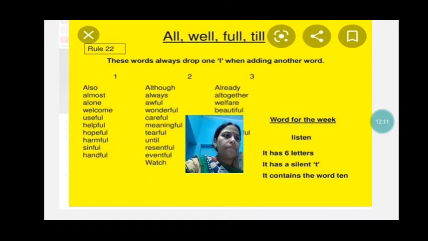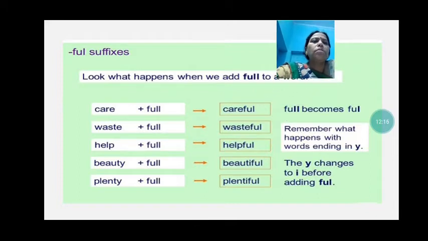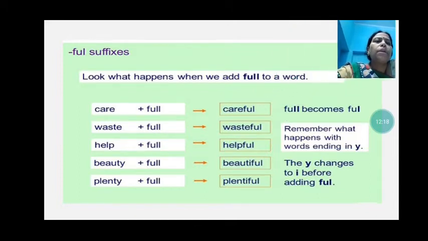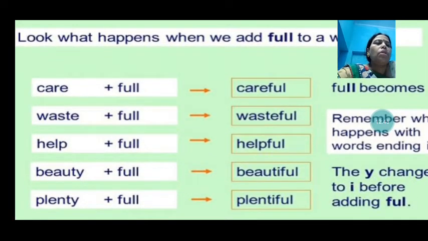Then the next rule, let us see here also. Look what happens when we add FU double L to a word. What I have explained now: care plus full, careful, remove one L; waste plus full, wasteful; help plus full, helpful; beauty plus full, beautiful; plenty plus full, plentiful. So remember what happens with words ending in Y. Here you see that beauty plus full has become beautiful.